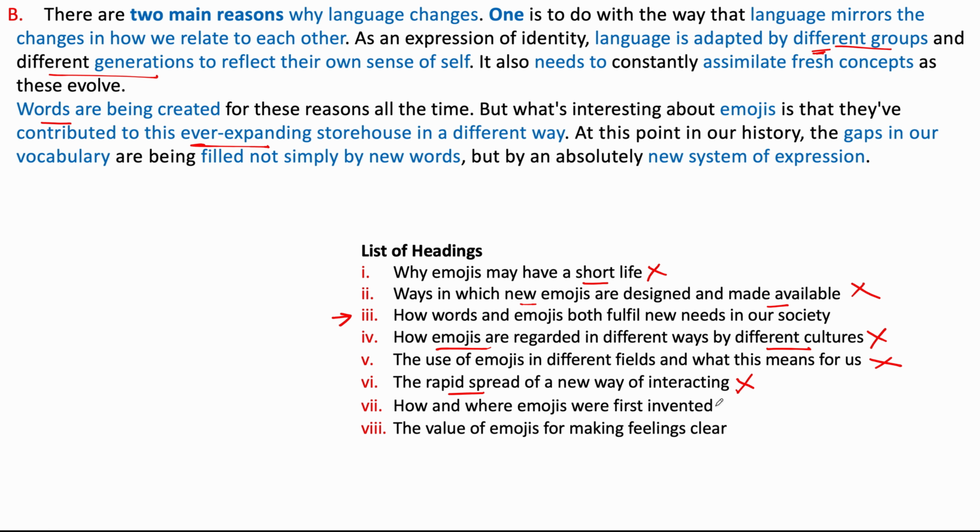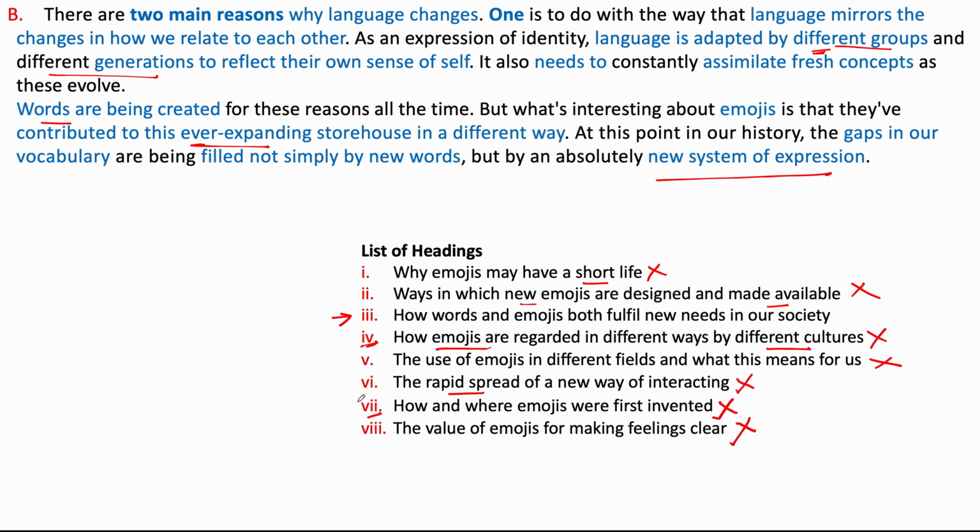How and where emojis were invented, not mentioned at all. The value of emojis for making feelings clear. A new system of expression is mentioned, but that is a new system of expressing things. Just as words are one system of expressing things, that does not mean it is referring to how important emojis are to express feelings or making the feelings clear. So, while fourth and seventh may seem tempting because of related words, they are not correct.